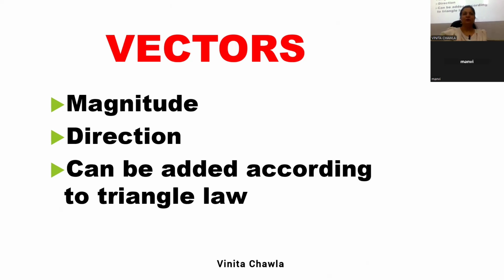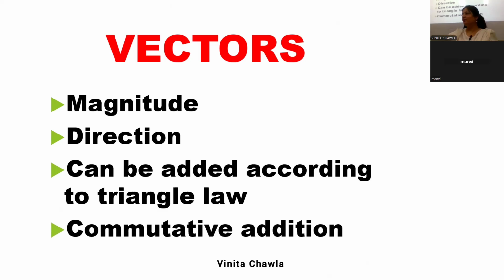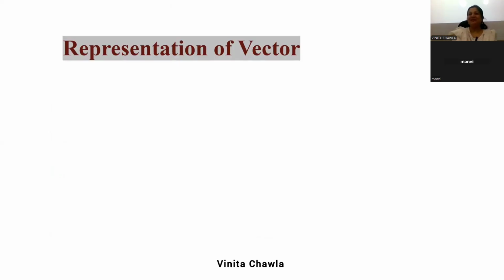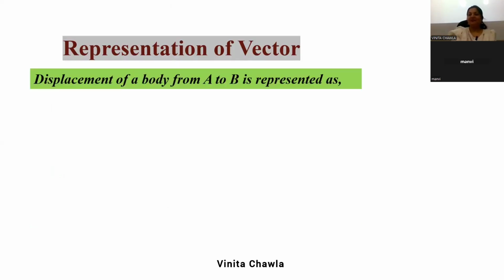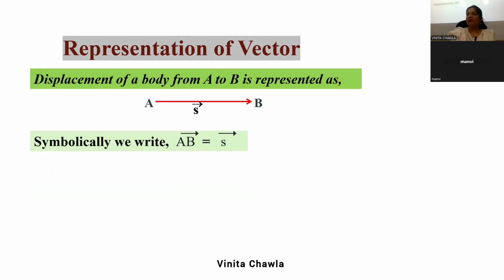ठीक है? तो वेक्टर्स के लिए सिर्फ मैग्नीट्यूड एंड डायरेक्शन नहीं है. We have a third point: vectors can be added according to the triangle law of vector addition, and vector addition is commutative. Vector A plus vector B is vector B plus vector A. It is commutative. Okay, you can write this. A vector is represented by an arrow. Displacement is a vector quantity, so we can write displacement as vector S, and the length of the arrow represents the magnitude. जितना लंबा एरो बनाओगे उतना ही ज्यादा उसका मैग्नीट्यूड होगा. ठीक है.